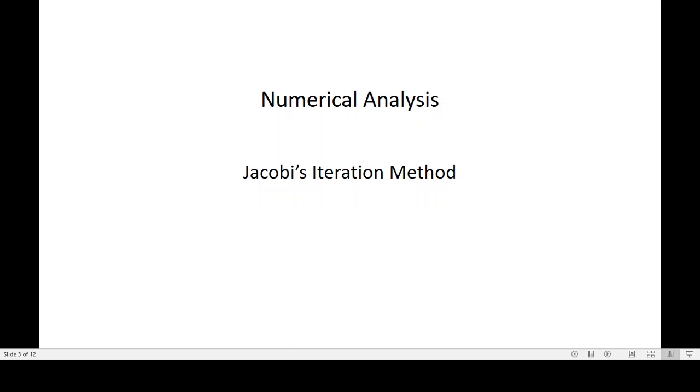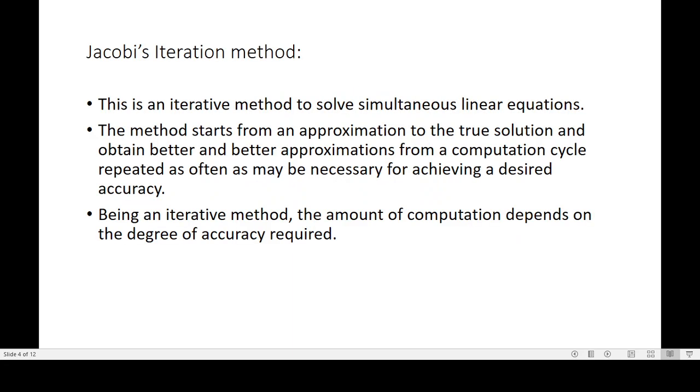We have understood direct methods to find the solution of linear simultaneous equations. Direct methods yield the solution after a certain amount of fixed computation, whereas an iterative method is one in which we start from an approximation to the true solution and obtain a better and better approximation from a computation cycle repeated as often as may be necessary for achieving the desired accuracy. In this method, the amount of computation depends on the degree of accuracy required.